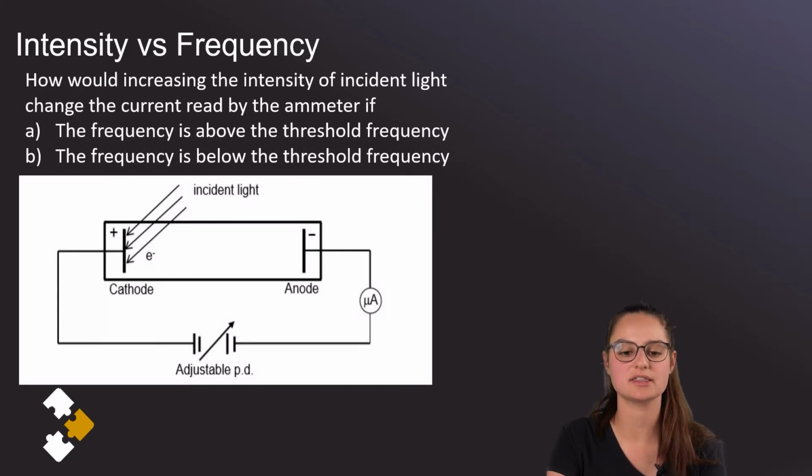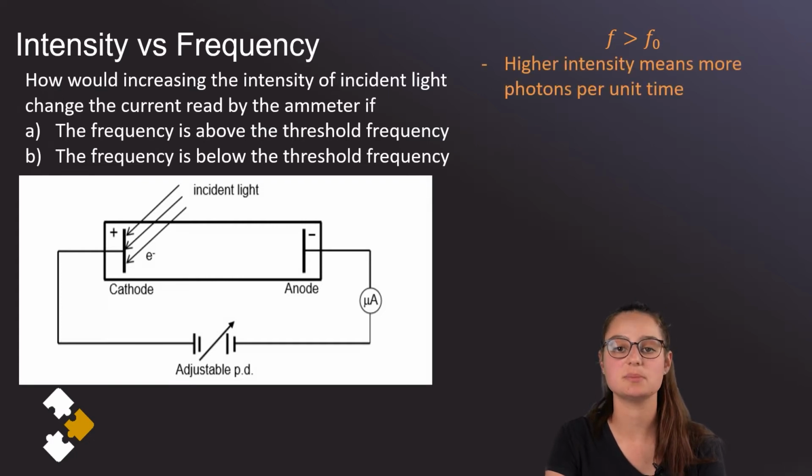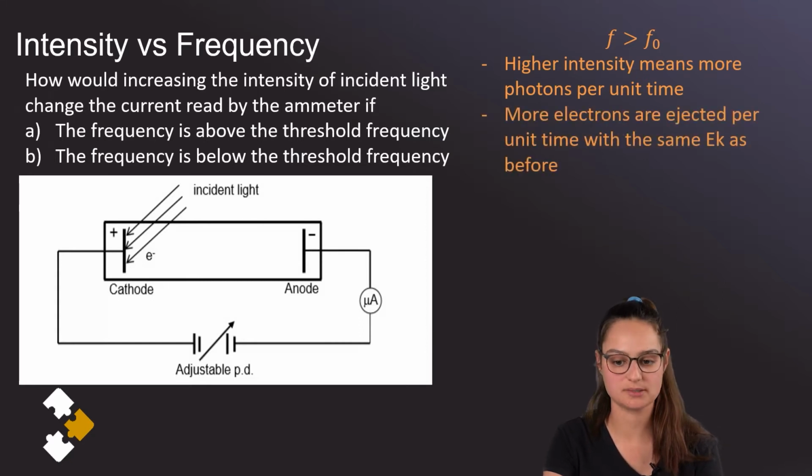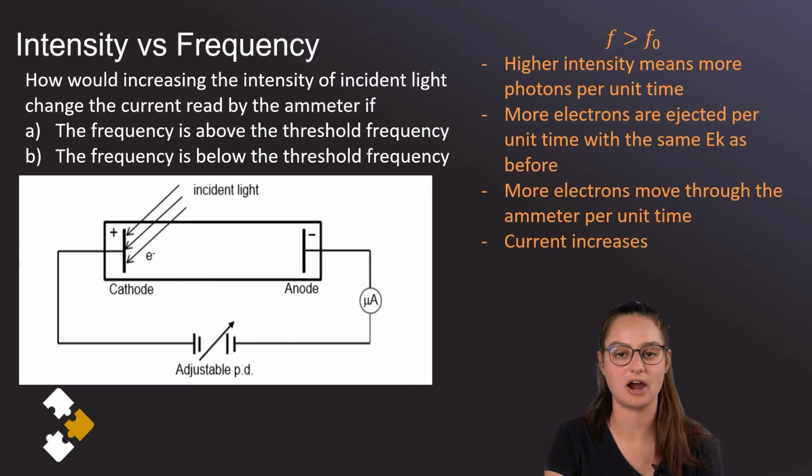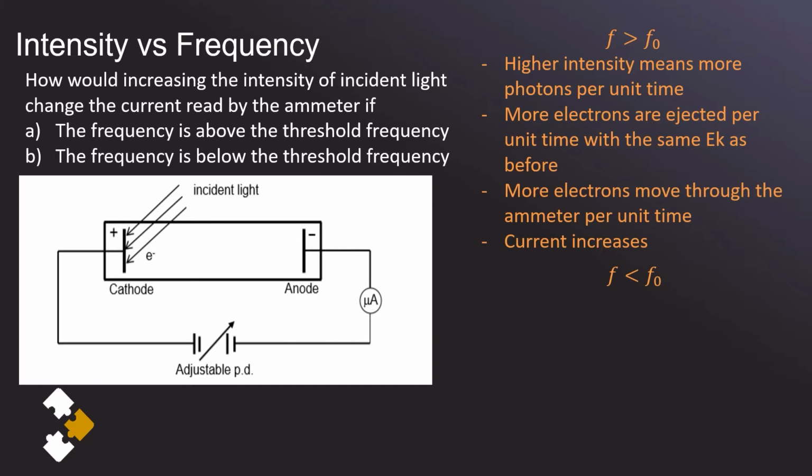So how would increasing the intensity of incident light change the current read through the ammeter? Well, if our frequency is greater than our threshold frequency, the higher intensity means more photons per unit time, which means more electrons are ejected per unit time with the same kinetic energy as before. This means we have more electrons moving through the ammeter per unit time, and hence the current is going to increase. Now, what if our threshold frequency is greater than our frequency? Well, this means there's going to be no current since the photoelectric effect does not take place.